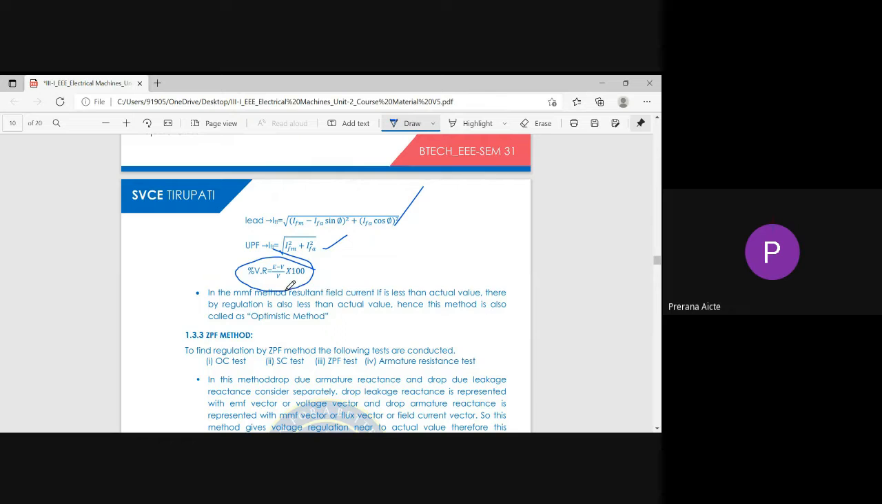See here, in the MMF method the resultant field current is less than the actual value because of the short circuited terminals. Therefore, the regulation in this case is less than the actual value. Hence, this method is called the optimistic method.